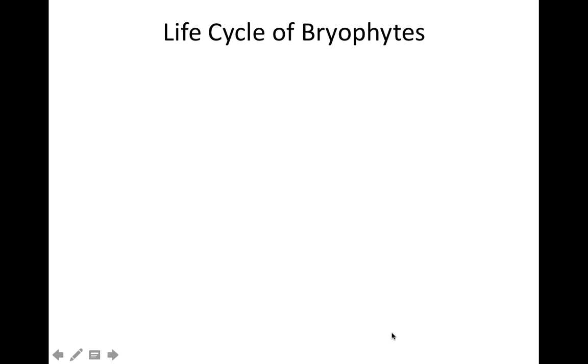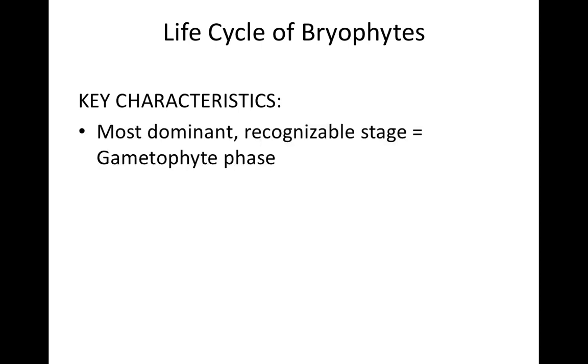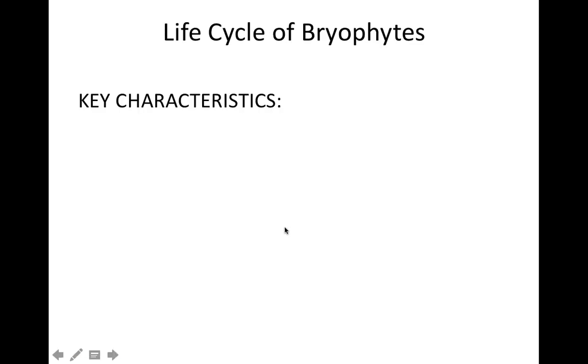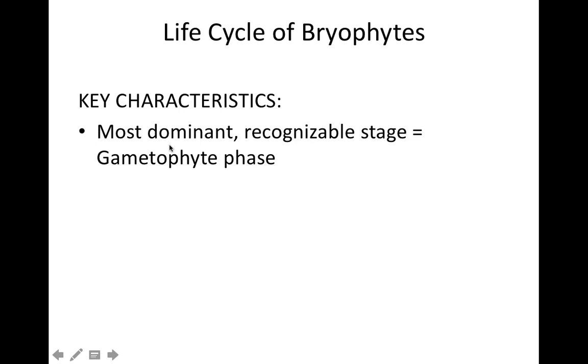Okay, so we're going to finish this off by looking at the life cycle of a bryophyte. There are a couple of key characteristics I should mention. Whenever you see a bryophyte, whether you come across a patch of moss or you're looking at these examples here with the liverworts and the hornworts, the most dominant and recognizable stage of the life cycle of a bryophyte is its gametophyte phase. When you see those plants, more than likely you're looking at a gametophyte phase.